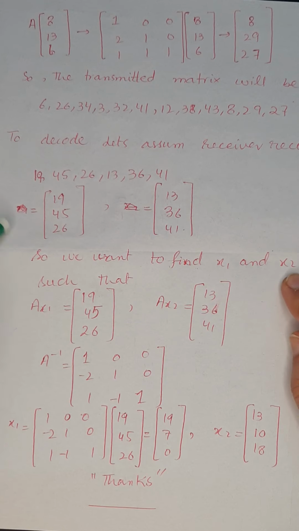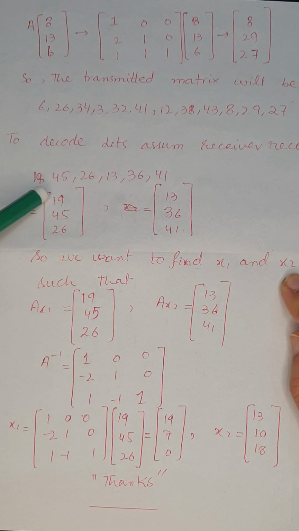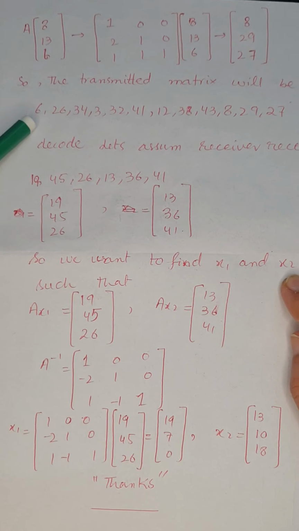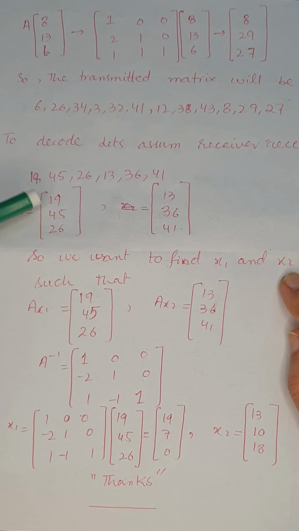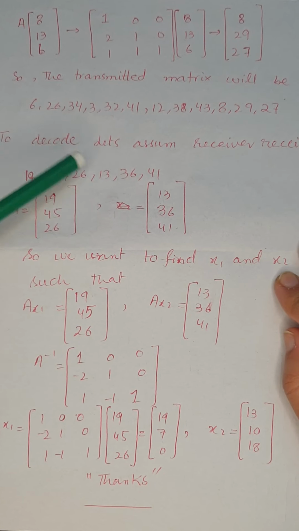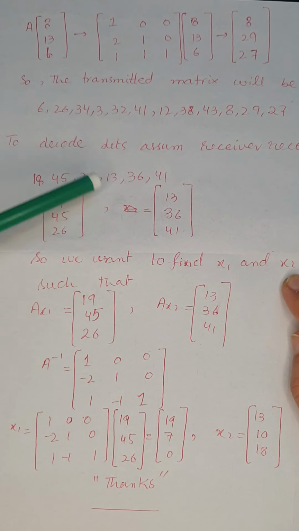Let's assume, rather than doing this sequence, that the receiver actually receives this sequence. I have chosen this sequence so that I can do it in smaller steps, but you can also take the same approach for decoding this message. I am leaving this as an exercise for you. All right. Next, let's see, if a receiver has this sequence of numbers, then how he or she can decrypt this message.